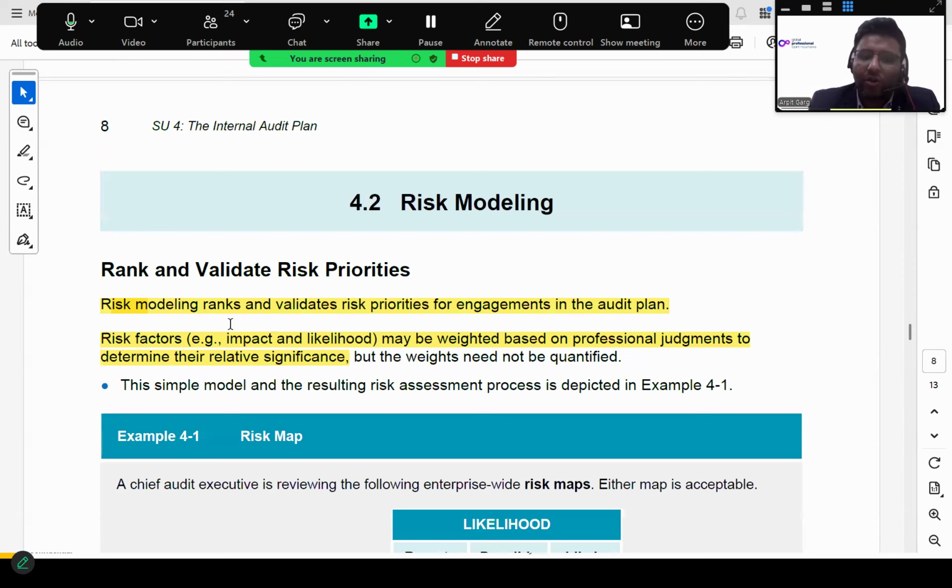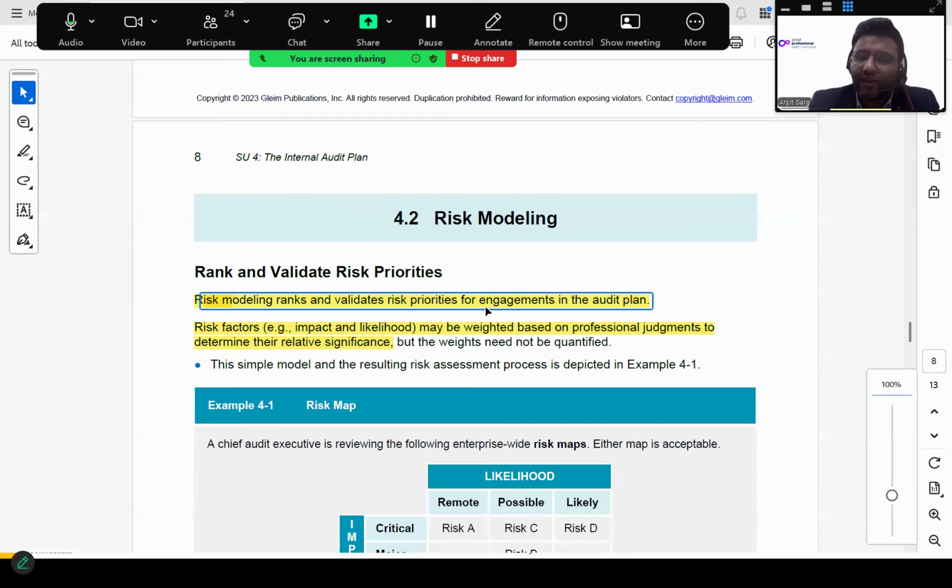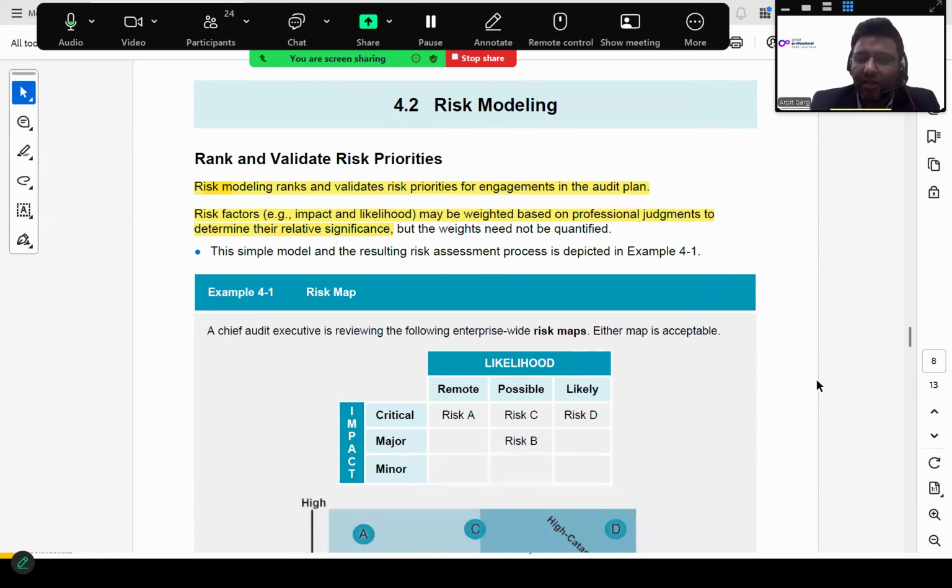People, moving on to risk modeling. I think this is simple. Rank and validate risk priorities. It says risk modeling ranks and validates risk priorities for engagements in the plan. Risk factors, impact, and likelihood may be weighted based on professional judgment to determine their relative significance, but the weights need not be quantified. The simple model and the resulting risk assessment process is as below.